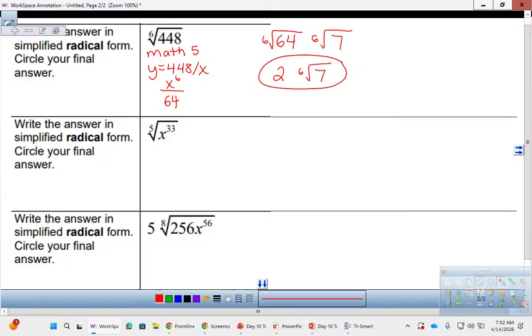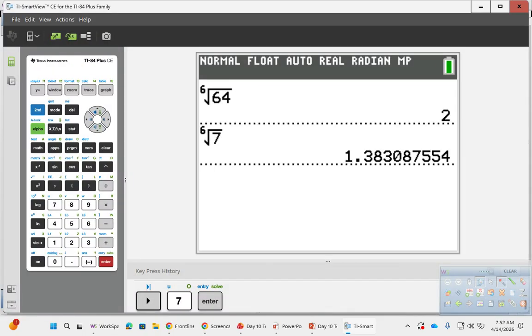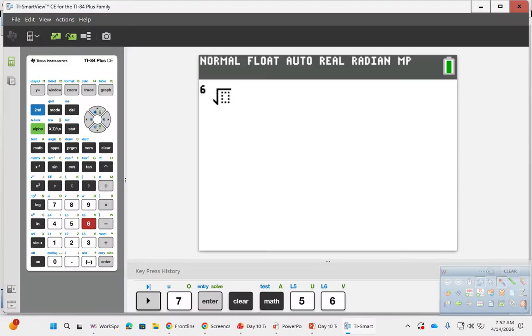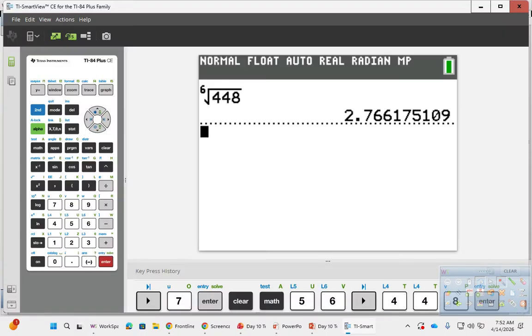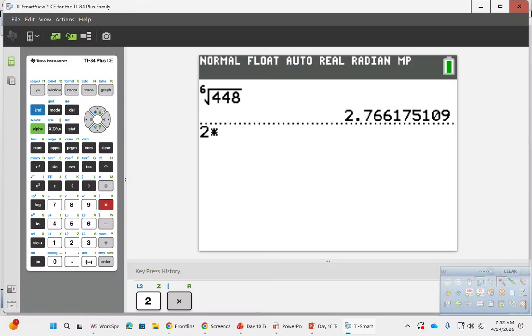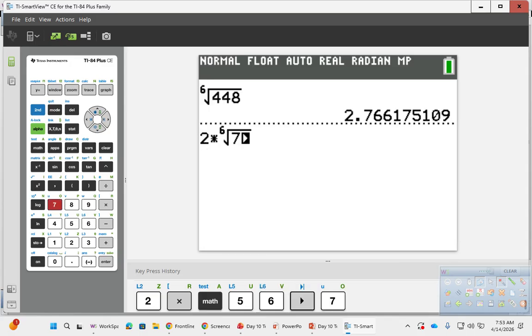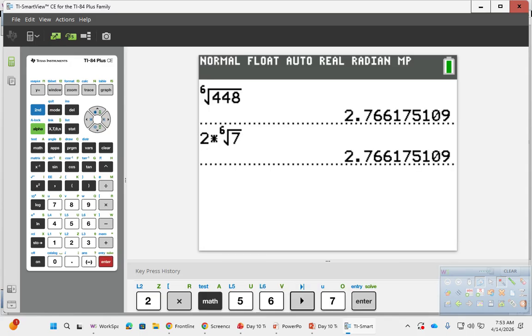Because tomorrow is a unit test, I highly recommend checking your answers. You can check your answer to this by, in the home screen, doing the original question, and after that, doing your answer. Now, when you're doing your answer, you have to separate your whole number from your root by using the times symbol. Otherwise, it won't come up right. You have to use the multiplication sign there. So it was the 6th root of 7. If you're right, your decimals are going to match. All right, so just a way to check your work. Questions on the first one?